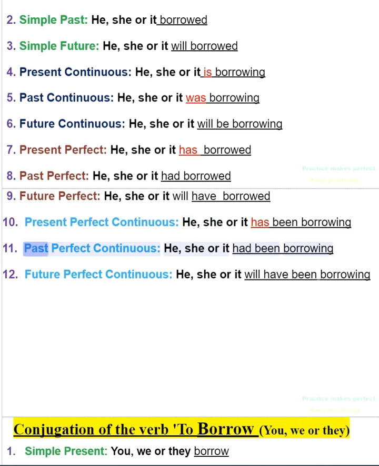11. Past perfect continuous, he, she, or it had been borrowing. 12. Future perfect continuous, he, she, or it will have been borrowing.